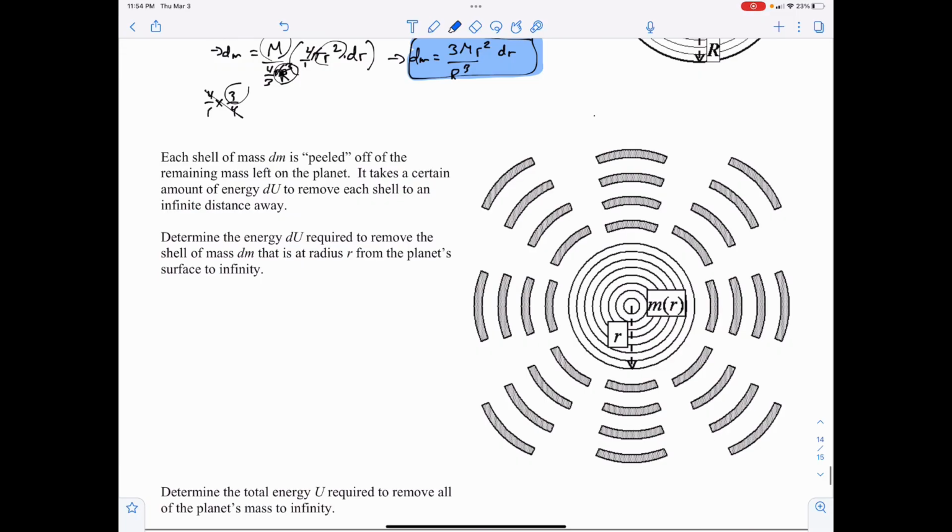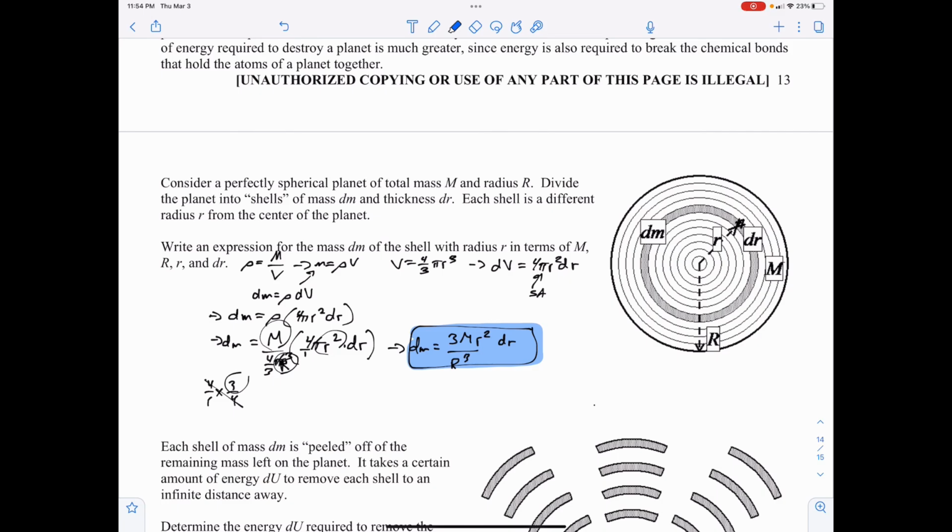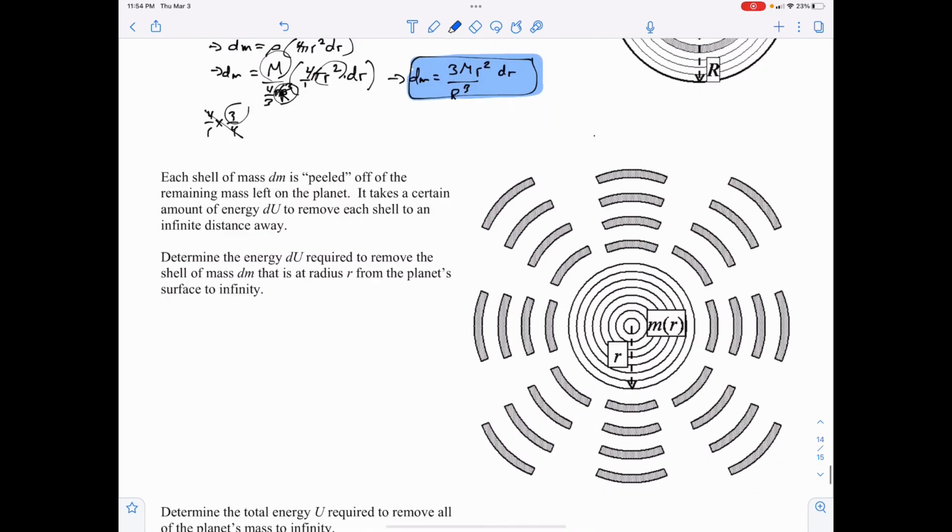Each shell of dm, the small differential mass, is peeled off of the remaining mass left on the planet. It takes a certain amount of energy, dU, to remove each shell an infinite distance away. Determine the differential energy required to remove the shell of mass dm, that is at radius small r with thickness dr, from the planet's surface to an infinite distance away.